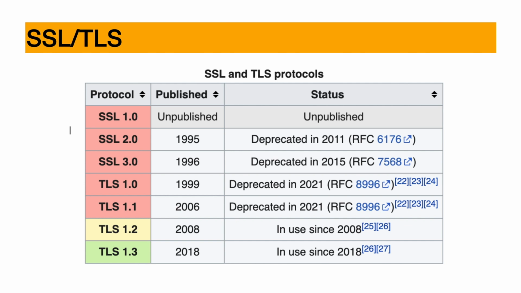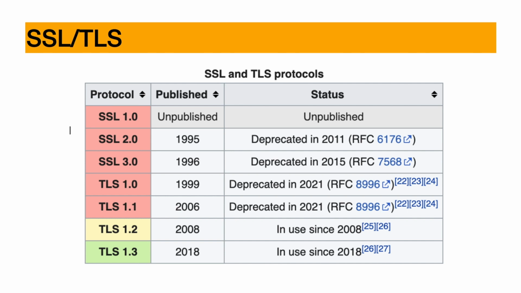was published in 1996 and deprecated in 2015, and then TLS comes into the scene for the first time in 1999, deprecated in 2021, and TLS 1.1 was released in 2006 and deprecated in 2021. Now, as I mentioned, TLS 1.0 and 1.1 are not recommended, and why? As you can see there, they were deprecated in 2021.